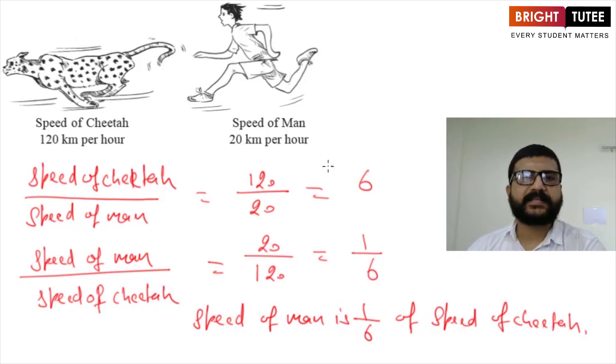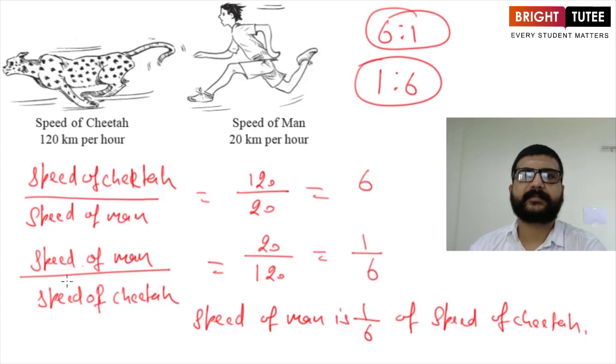Now if we write the ratio for the first case, speed of cheetah to speed of man, it will be 6:1. This is the ratio of speed of cheetah to speed of man. Now if we write the ratio of speed of man to speed of cheetah, it will be 1:6. So here we have seen that we can compare two quantities by finding their ratio, as we did here. So ratio basically helps us in comparing two quantities.